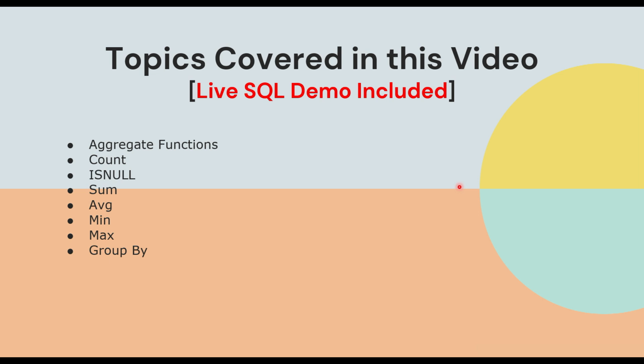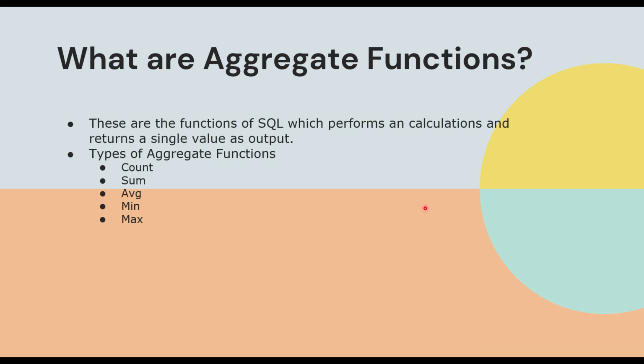So what are the things which we'll be covering in this video? We will have an overlook on the aggregate functions. We'll be seeing what each and every function is in detail. There are 5 functions: count, sum, average, min, max. We'll look into all these functions in detail, and we'll also be checking out the ISNULL function and GROUP BY operators.